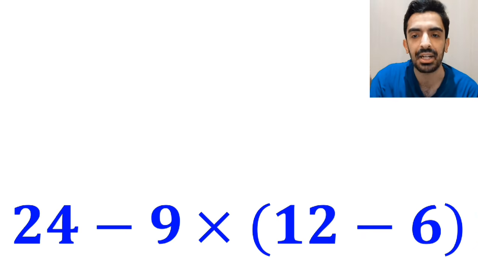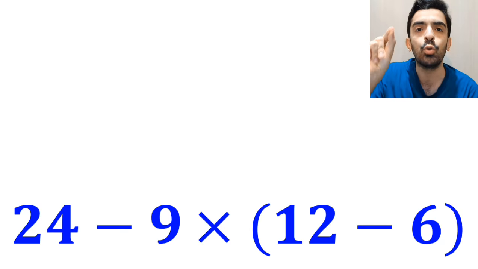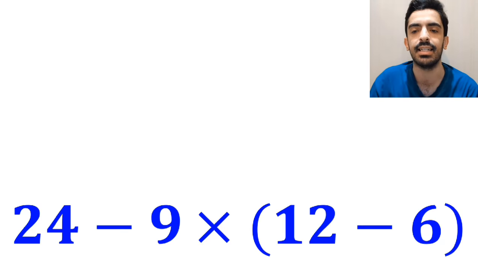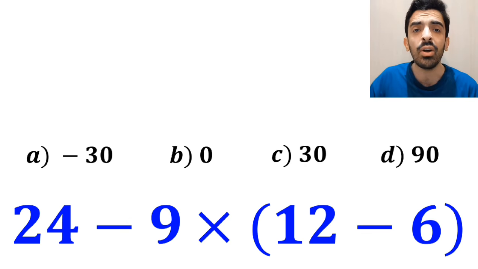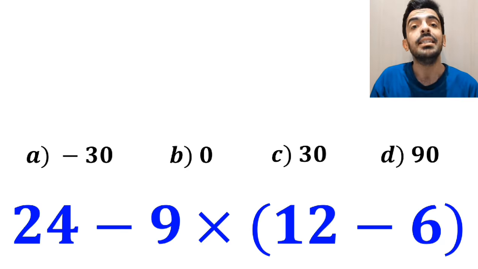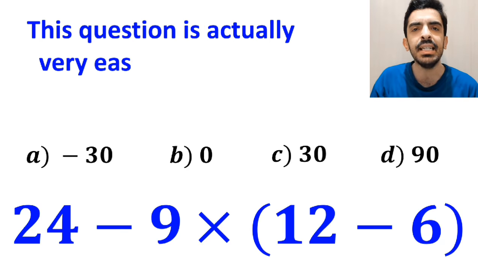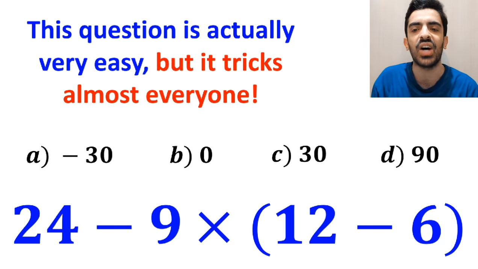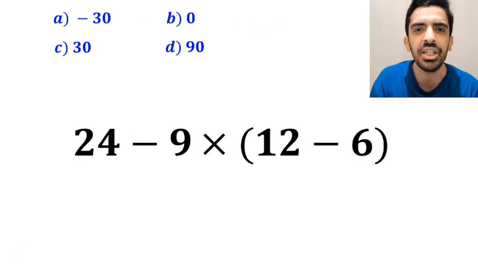What is the value of the expression 24 minus 9 times open parenthesis 12 minus 6 close parenthesis? Which option do you think is the correct answer to this question? This expression is actually very easy, but it tricks almost everyone. Let's dive in and crush it together.